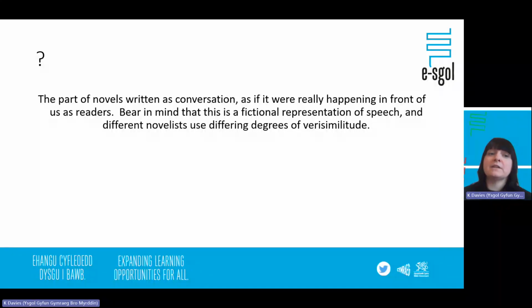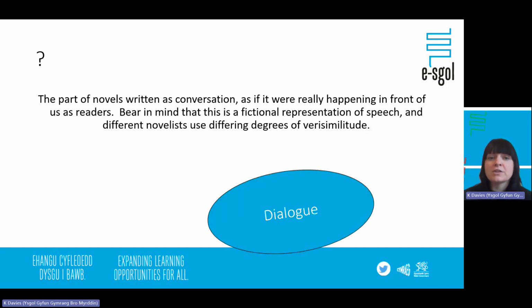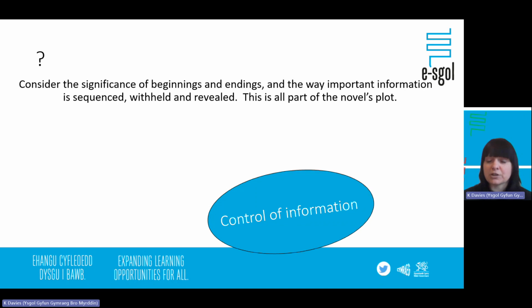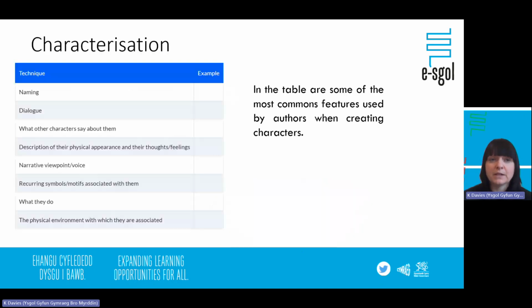And then here we're looking at the part of novels written as conversations, as if it's really happening in front of us as readers. Bear in mind this is a fictional representation of speech. So here you've got your use of dialogue. And then you're looking at the significance of beginnings and endings, the way important information is sequenced, the way it's withheld or revealed. Okay, this is the control of information.